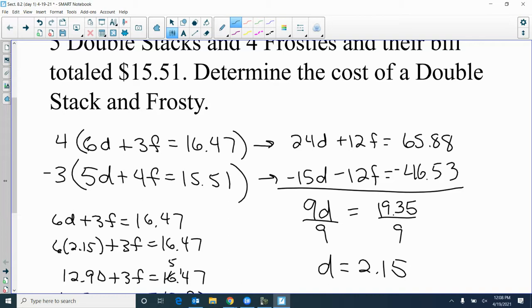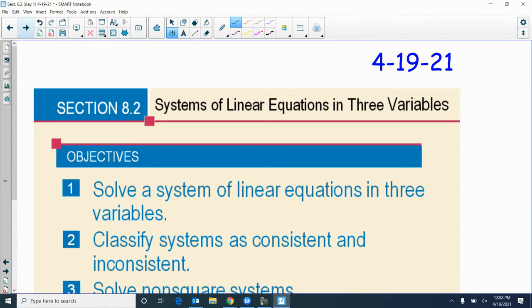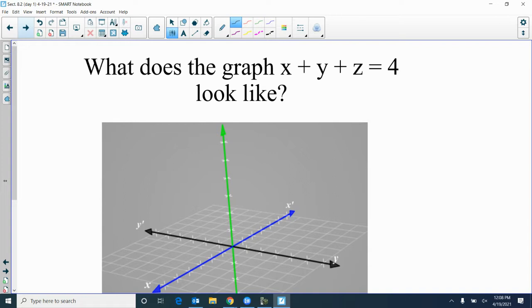We will quiz over this, and with this late start stuff, it makes things difficult. We're going to quiz on Monday, but I believe it's going to be either a partner test or a partner quiz or a group quiz. I'm not sure how many people we'll put in there, but I'll give you at least 2 people. We'll see from there. All right, now that was a 2x2. We're going to do 3x3. I'll give you your guided notes here in a second. What do you think the graph x plus y plus z equals 4 looks like?